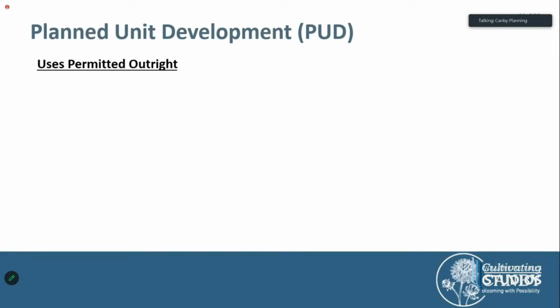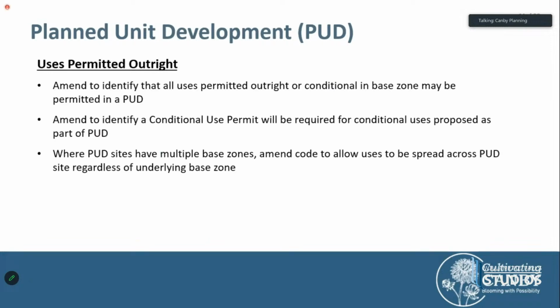PUDs at long last. Thanks for everybody's patience. Similar to the other codes we talked about, we're starting first with uses and what is permitted outright. So in this particular code update, we are seeking to clarify that any uses identified as either permitted or conditional in the base zone, so if you have a PUD proposed in R1, any uses identified as permitted or conditional, can be proposed as part of a PUD, but also clarifying that if that use is conditional, of course, a conditional use permit would couple with that PUD application. So just providing that clarity.